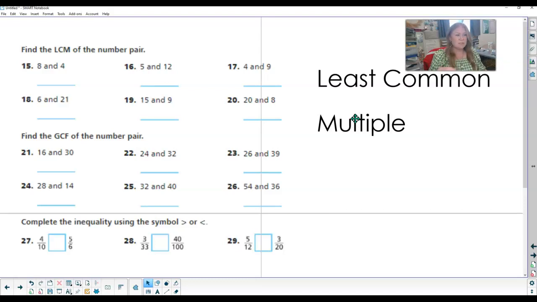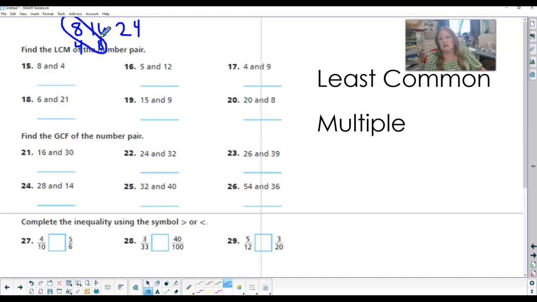So if I want the multiples of 3: 6, 9, 12, 15, 18. We're just going to list our multiples and look for the smallest one that they have in common. So if I'm doing 8, I'm going to list out 8, 16, 24. Then I'll start listing out 4s: 4, 8. Oh, I can see they both share an 8. The least common multiple is 8.